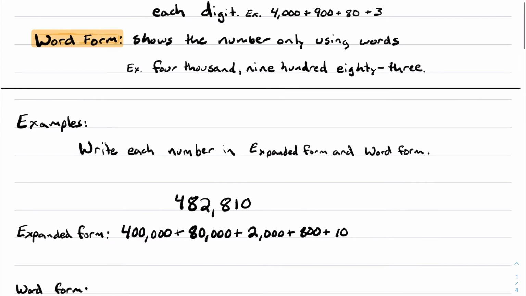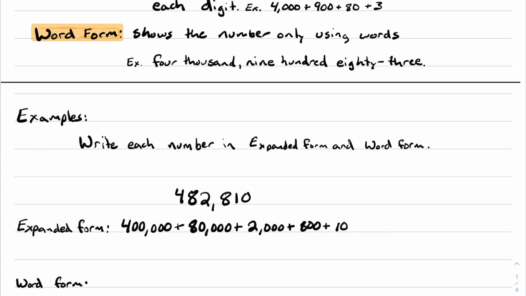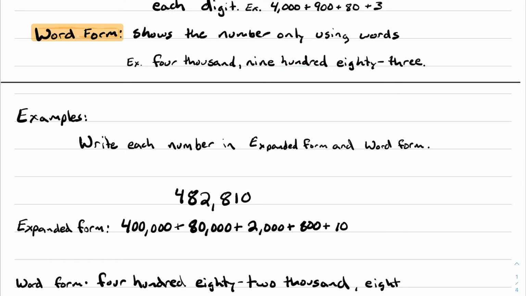Then to write it in word form, we're just going to write it how we say it. So we say 482,810. We're going to write 482,000, and we get our comma in there, 810. We're going to have to go down to the next line. Okay, so that's how you say it. How you write it is exactly how you say it. You say the number out loud, and this is exactly how you write it in word form.